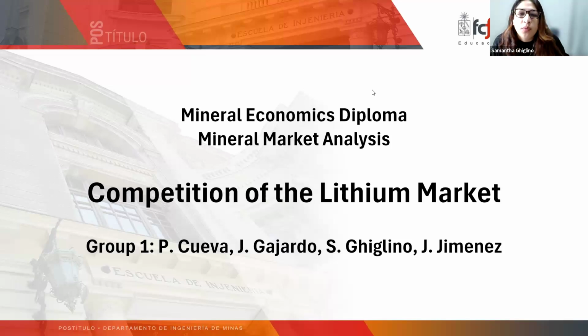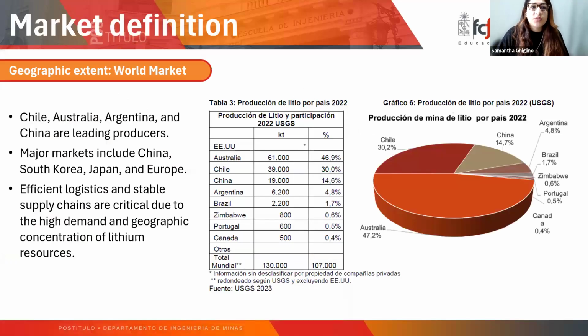Okay, so we are going to discuss the lithium market. To start, we wanted to talk about the geographic extent of the lithium market, which we have defined as a world market. We are going to go further into these topics as we continue with the presentation, but this is an overview of the main producers, which are currently Chile, Australia, Argentina, and China. The major markets where the product is sold are basically the Asian markets, China, South Korea, Japan, and to a lesser extent, Europe.